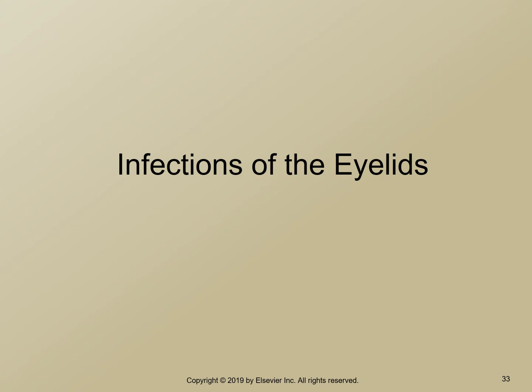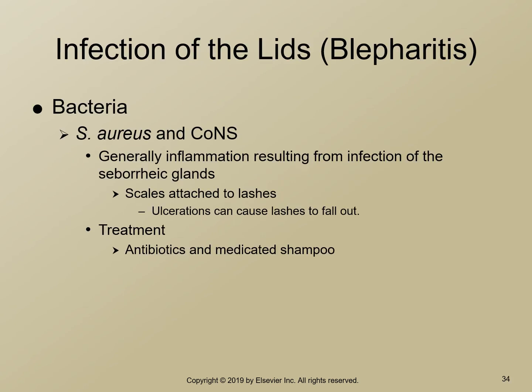So now we'll move to the next structure of the eye. We're looking at infections of the eyelids. Infections of the eyelids, also called blepharitis, are not mutually exclusive infections because they typically accompany or present with conjunctivitis. So conjunctivitis presents as blepharoconjunctivitis. Any organism that can cause conjunctivitis can also affect the eyelids.